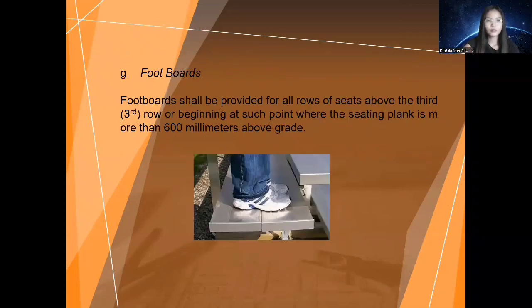So next is the footboards. A footboard is a narrow platform on which to stand or brace the feet. Footboards shall be provided for all rows of seats above the third row, or beginning at such point where the sitting plank is more than 600 millimeters above the grade. So if the sitting plank is more than 600 millimeters above the grade, either from the third row or from the beginning of such point, the footboards are required.